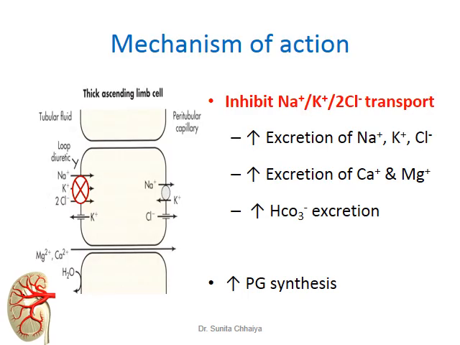Regarding the mechanism of action, they specifically act at the thick ascending limb of the loop of Henle, where they inhibit the sodium potassium two chloride transport pump. This transport pump is basically a neutral pump where two positive ions are reabsorbed and two negative ions are reabsorbed. Furosemide inhibits that transport pump. That means the reabsorption of sodium, potassium, and chloride ions is prevented. So the tubular fluid contains more of these ions and they are eliminated out.